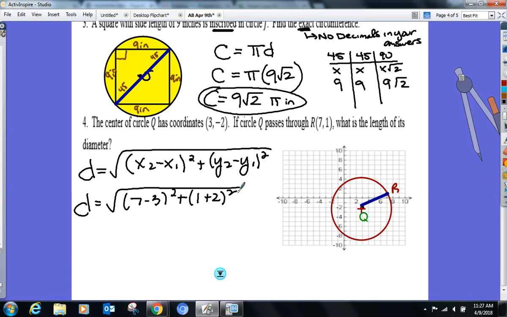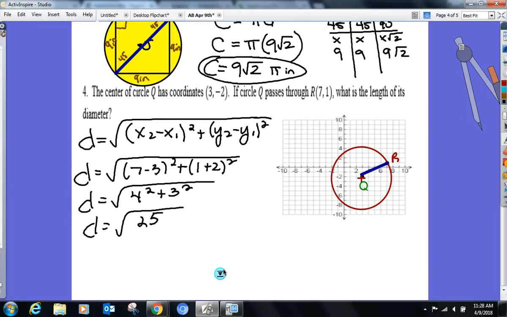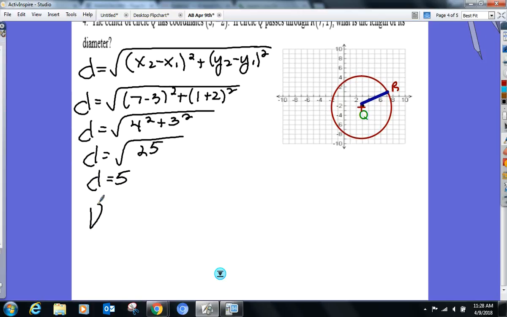All right, let's keep this train rolling here. It looks like I got 4 squared plus 3 squared. It's the square root of 25. So how long is the radius at least? Radius, 5 units. Meaning the diameter length will be equal to 10.